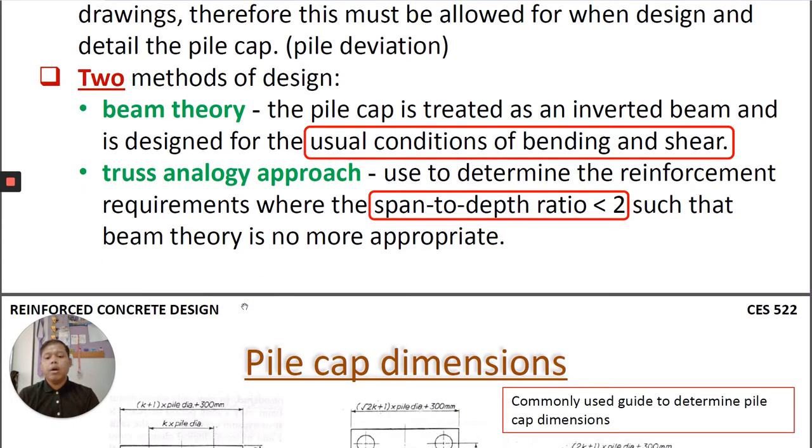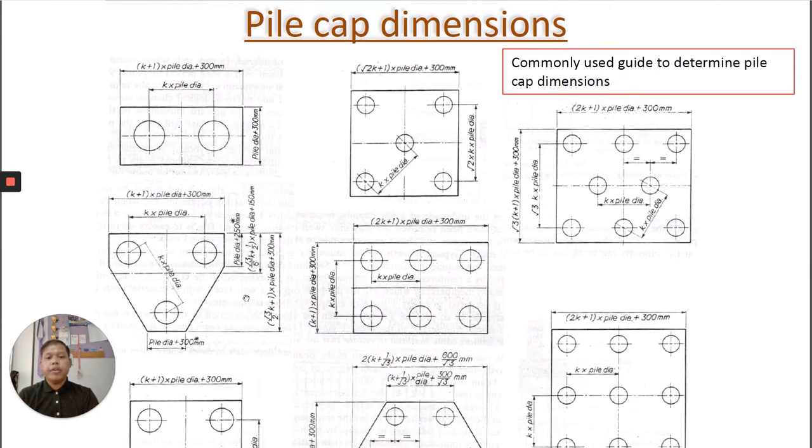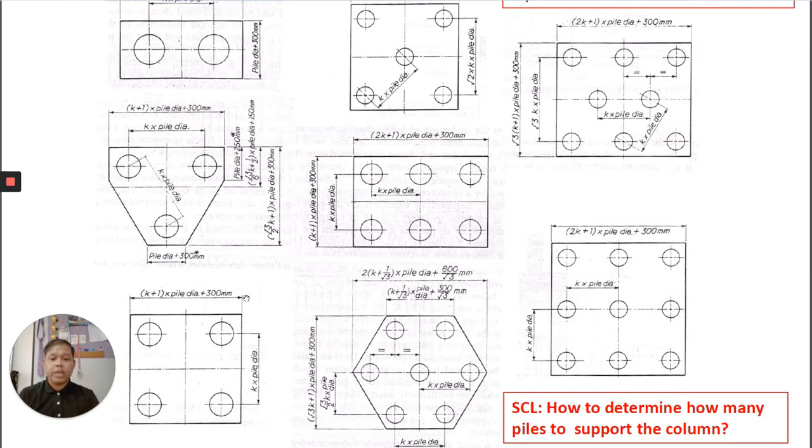On the pile cap dimensions, here are examples of the pile cap dimensions that we have to know, based on the suggestion for pile groups. So we have 2 piles, 3 piles, 5 piles, 6 piles, 7 piles, 4 piles, and also 9 piles.